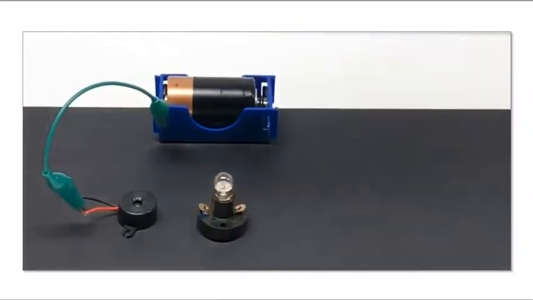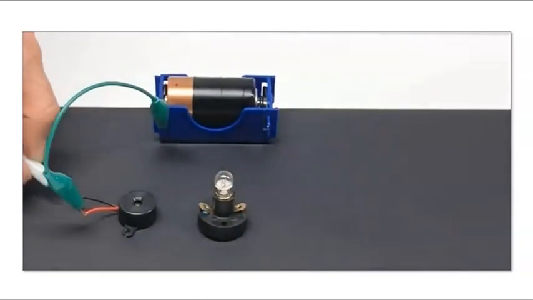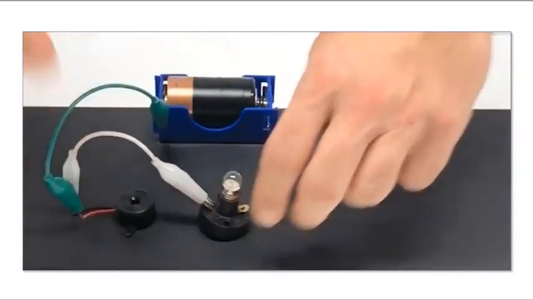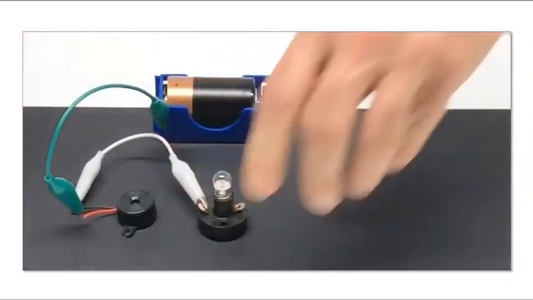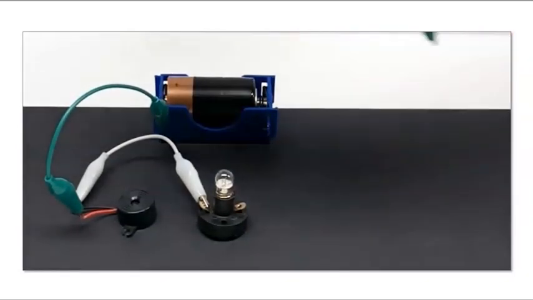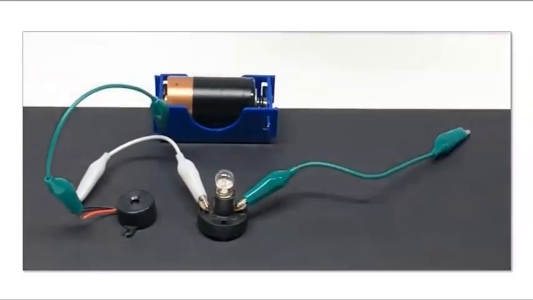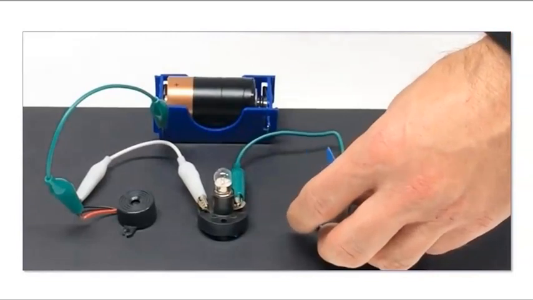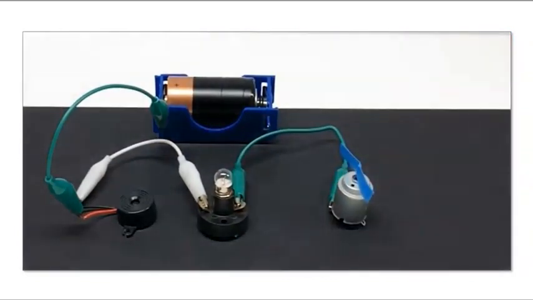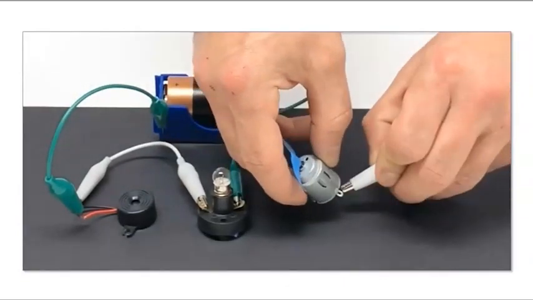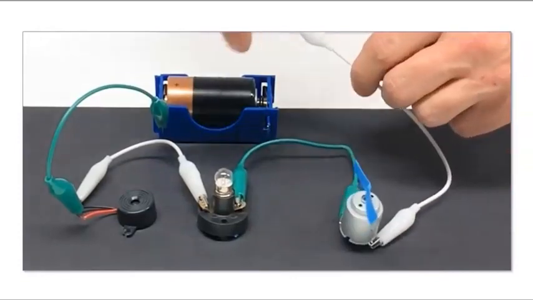Let's add another device, the light bulb. We can use another alligator clip to connect the light bulb to the buzzer. Great. Now what? Oh, we have another device. The motor. Let's use another alligator clip to connect the light bulb to the motor. Now we can use our last alligator clip to connect the motor to the battery.